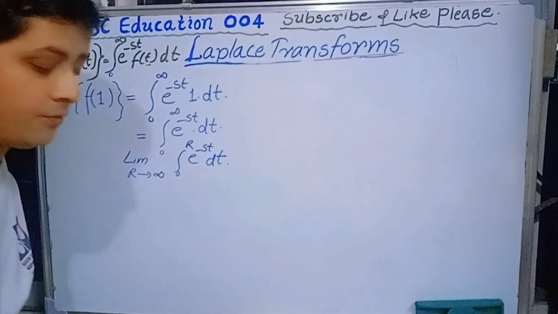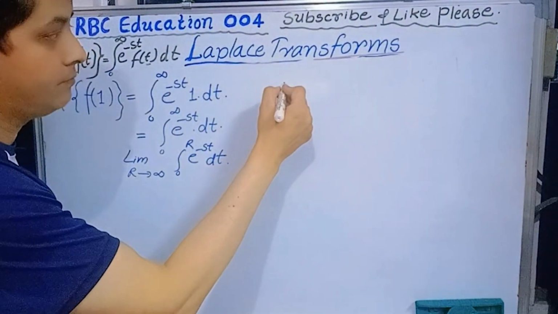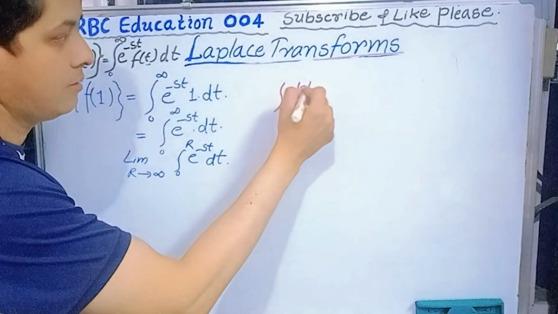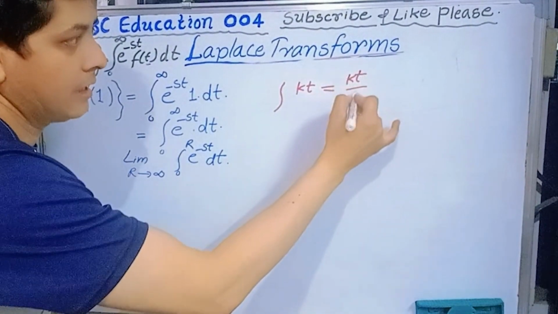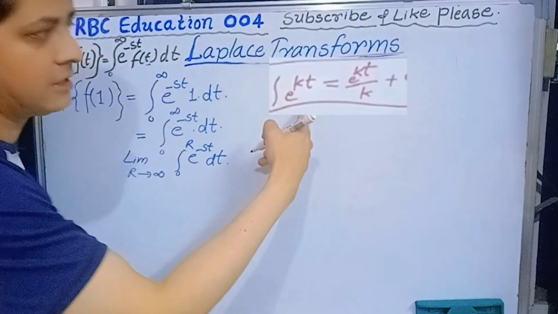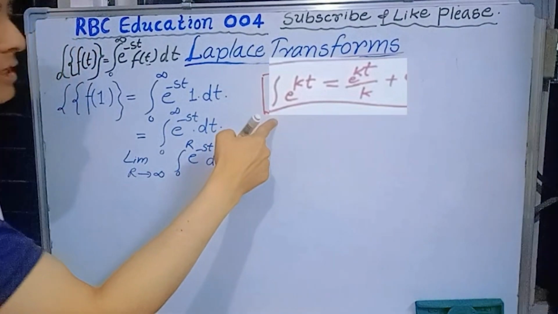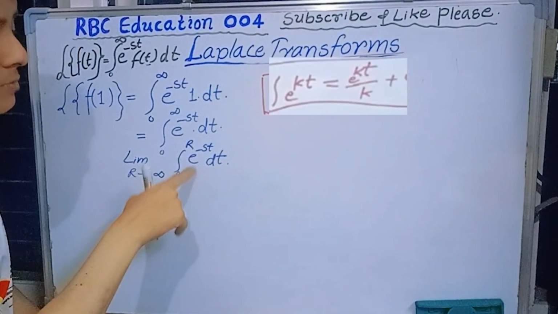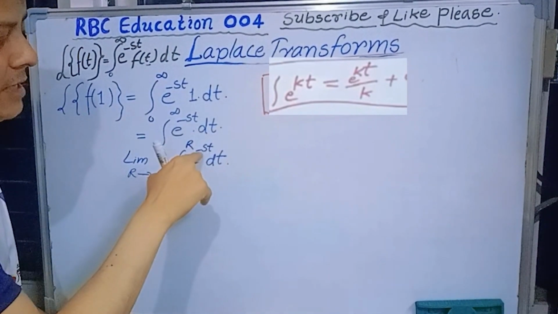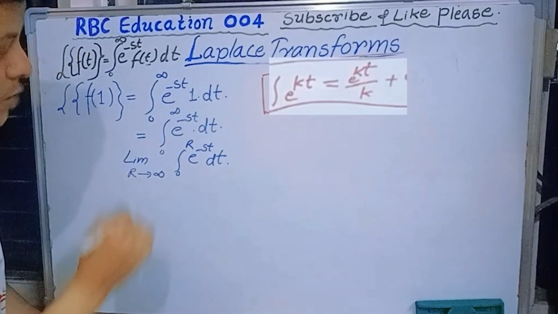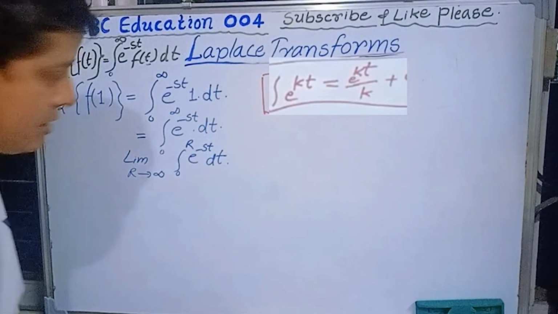Now you must remember a formula: the integration of e^(kt) is e^(kt)/k plus c. This integration formula you need to remember. If you don't remember it, it will be a problem. You may not be able to solve this, because in e^(-st), minus s is a constant, like k. That's why we apply it here.